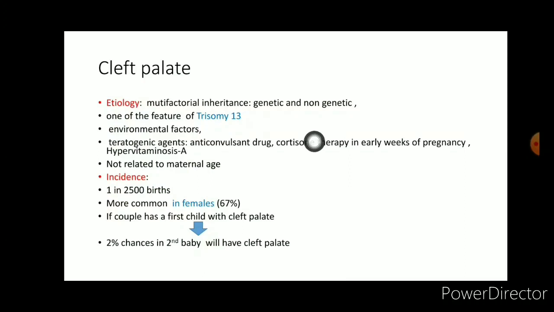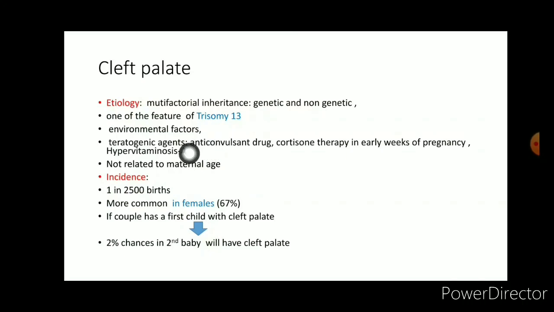The commonest cause of cleft lip with or without cleft palate is multifactorial inheritance. The factors are genetic and non-genetic. The cleft palate is one of the features of trisomy 13, also known as Down syndrome. Is caused by environmental factors.